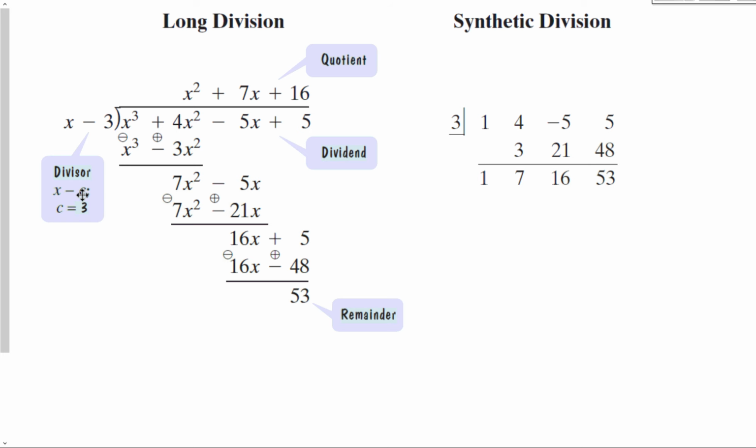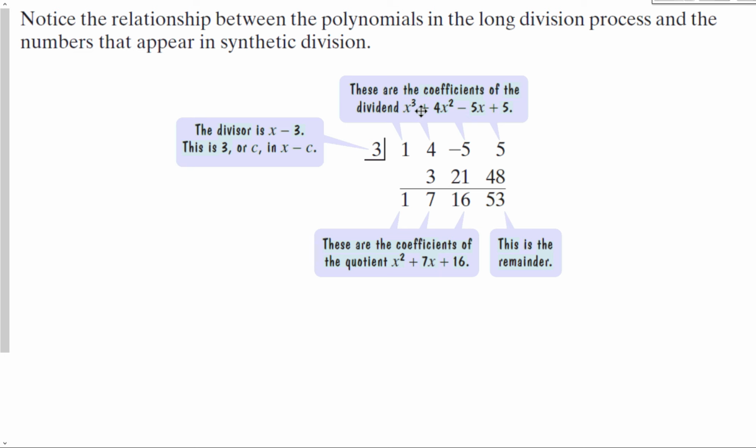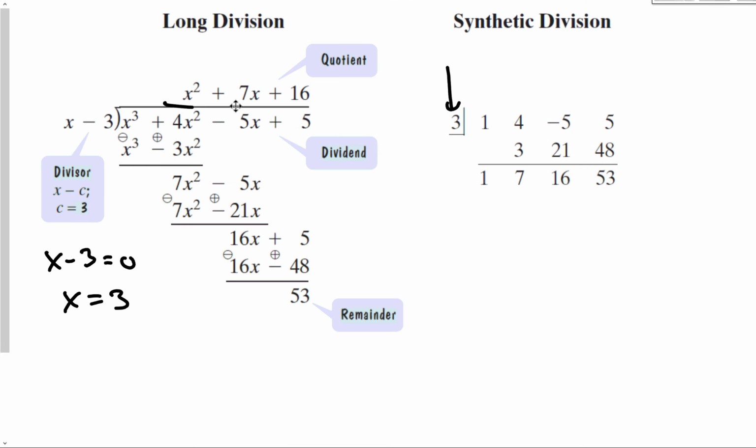Okay, so my divisor is x minus 3, which means that c is equal to 3, which means if I set this equal to 0, x is equal to 3. That's what goes right there. Next, notice that the coefficients of the polynomial go 1, 4, -5, 5. The divisor, we already said, is going to be 3. And then this happens to be the coefficients of the quotient. Look, 1, 7, 16.